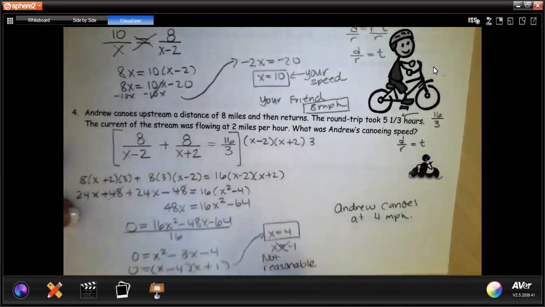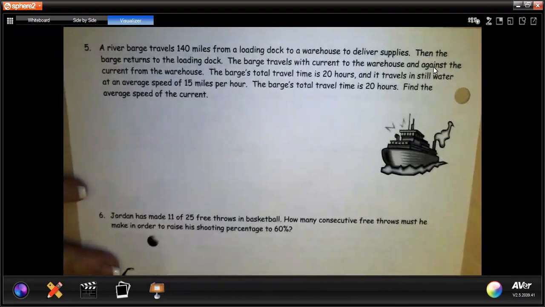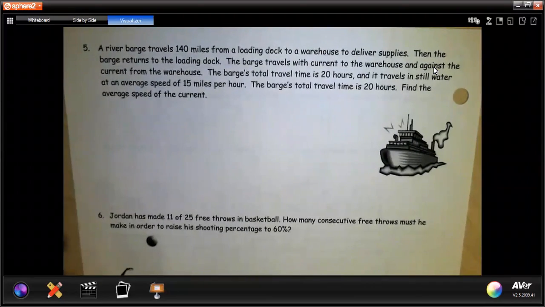All right. That is one of the harder ones. So we're going to try another one that's similar to that one for our setup here. It says a river barge travels 140 miles from a loading dock to a warehouse to deliver supplies. Then the barge returns to the loading dock. The barge travels with the current to the warehouse and against the current from the warehouse.